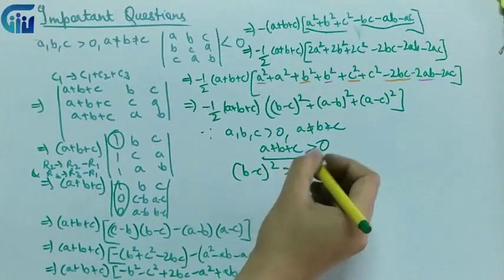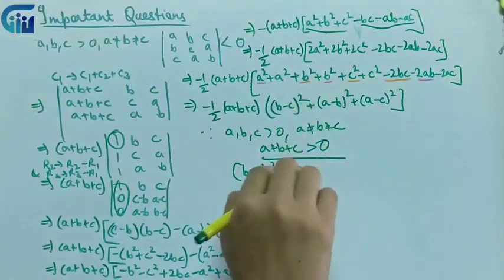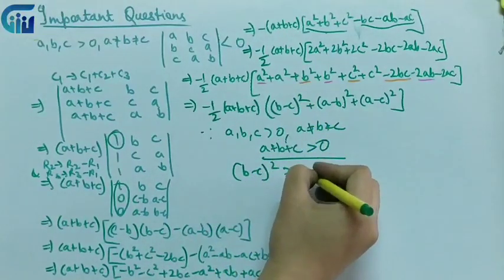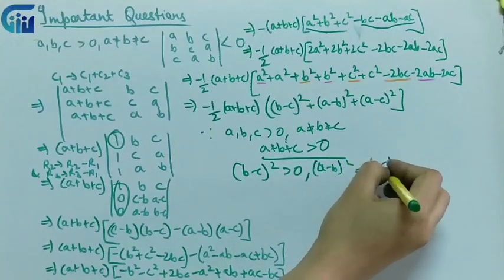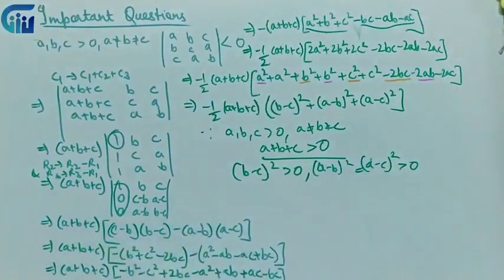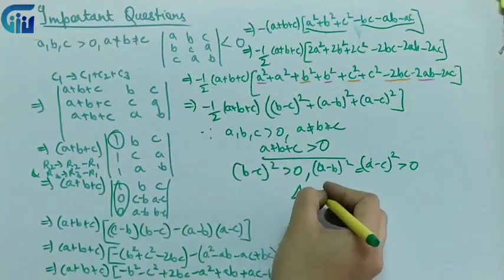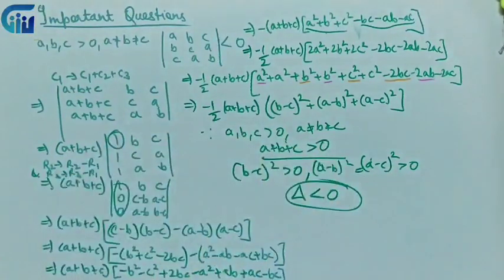It will not be equal to 0 because a, b and c are all different, so it cannot be 0. Similarly, (a minus b) whole square and (a minus c) whole square will be greater than 0. So all the terms that we have in the determinant are positive. We have a minus sign outside, so it means that the value of the determinant is negative. Hence proved.